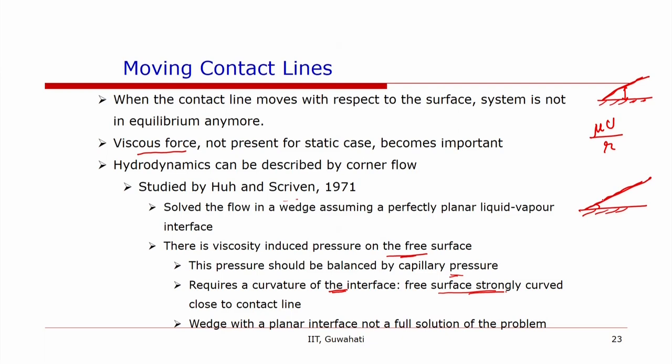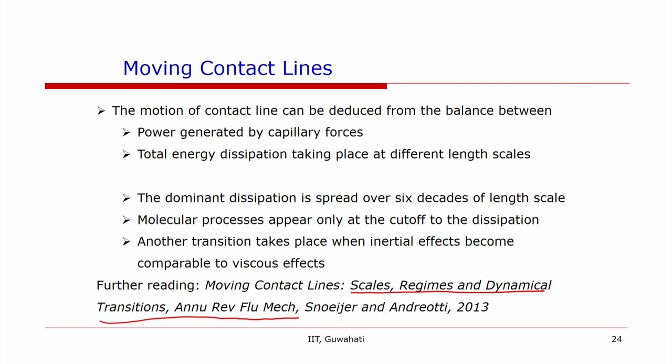Now some of the conclusions from the paper: the motion of the contact line can be deduced by the balance between power generated by the capillary forces and the energy dissipation that takes place at different length scales. Most of the time this dissipation is the viscous dissipation, and it is spread over 5 to 6 orders of different length scales, from 1 nanometer to 1 millimeter. And the molecular processes become important only at the cutoff to dissipation, at the few nanometer length scale.